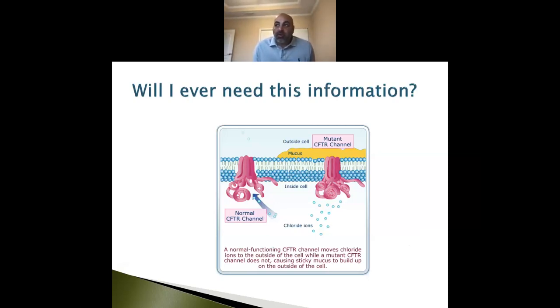It also happens in the pancreas. So they don't secrete all the lipase, amylase, all that good stuff, so they can't break down food. So even though they're eating, they're not absorbing the food, and so they can have failure to thrive, for example. Pretty devastating disease.